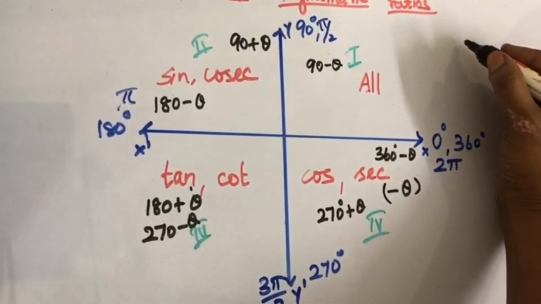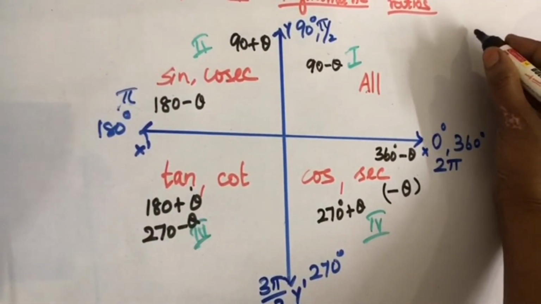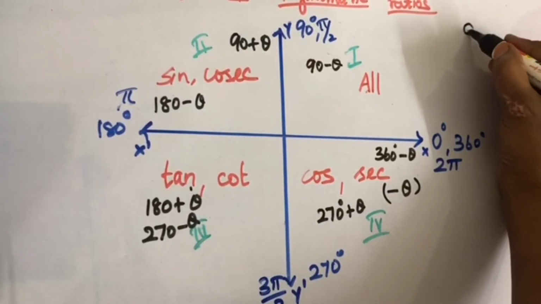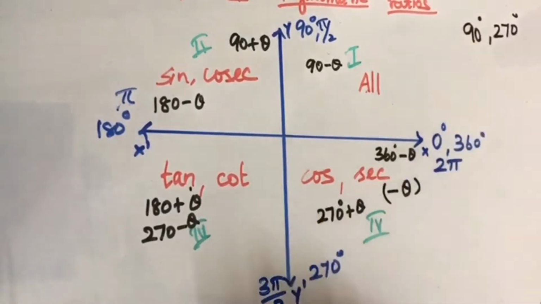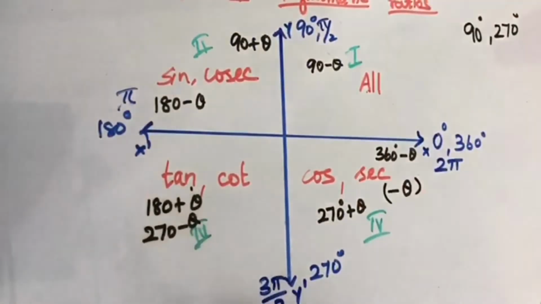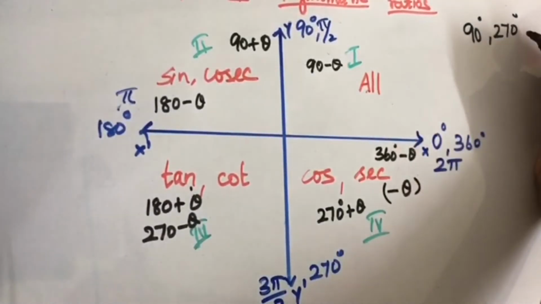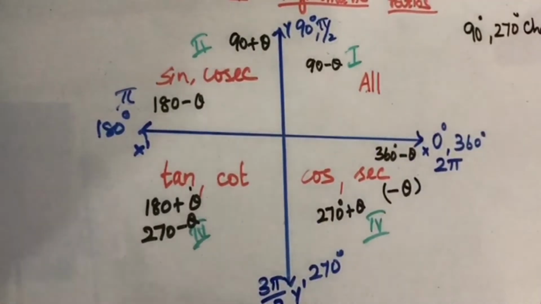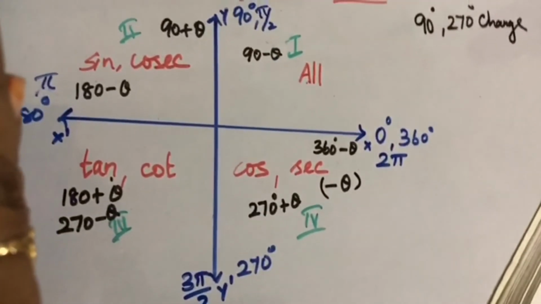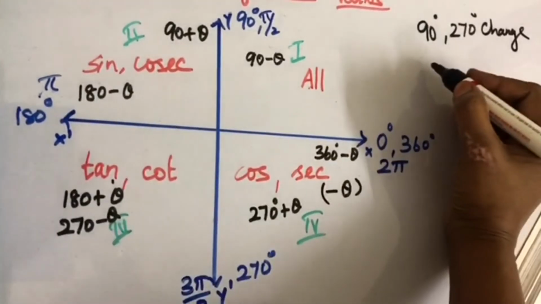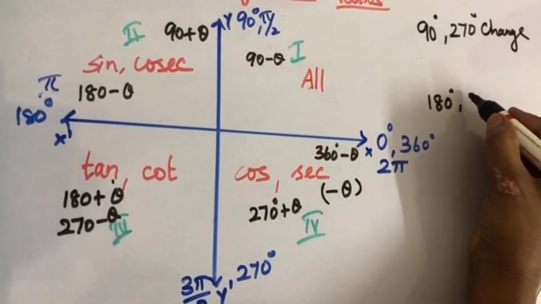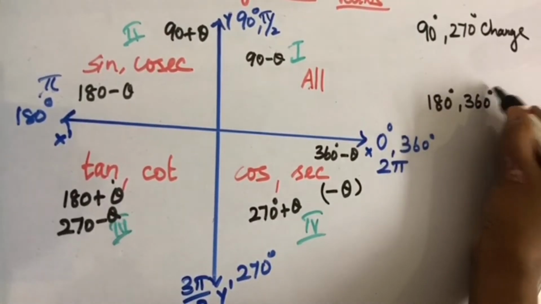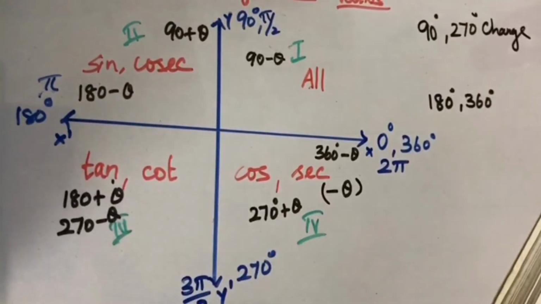So, one simple clue for that, if it is 90 degree and 270 degree, there is a change in trigonometric ratio. Okay. So, change occurs if it is 90 and 270. If it is 180 degree and 360 degree, there is no change at all, no change.